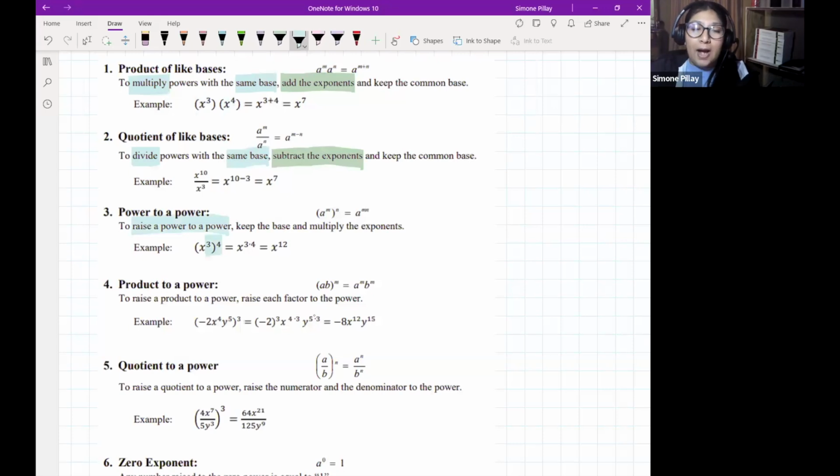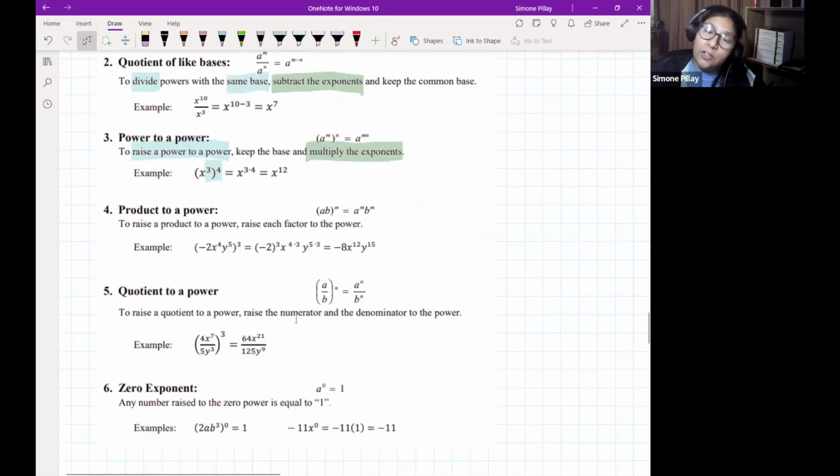When we have a power being raised to a power, my rule is that I multiply exponents. So we can see now when we had law 1, we added exponents. For law 2, we subtracted exponents. And now for law 3, we multiplied the exponents. Then the rest of them is a little bit of a variation.